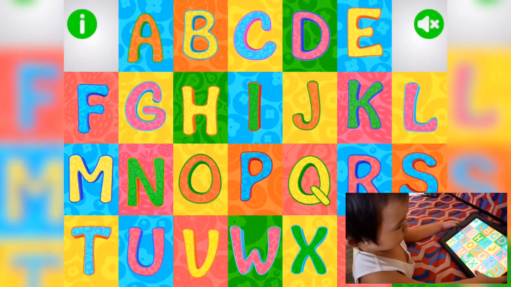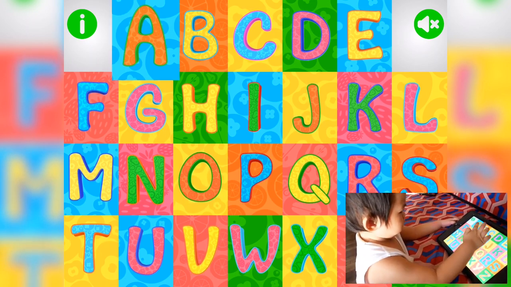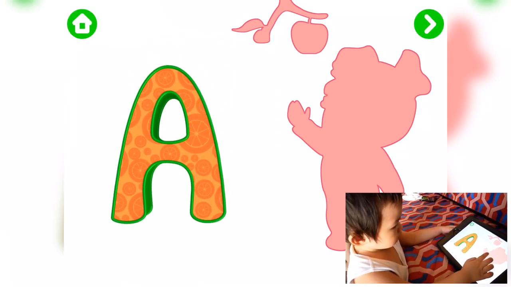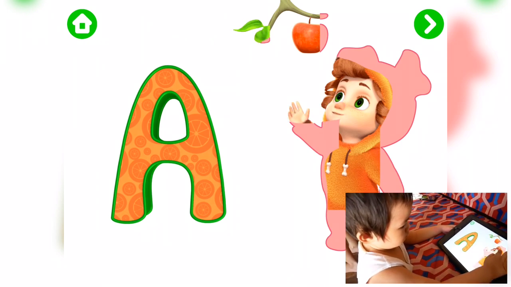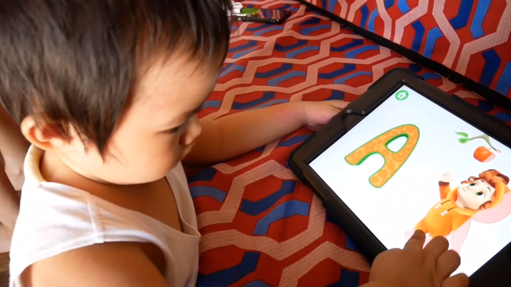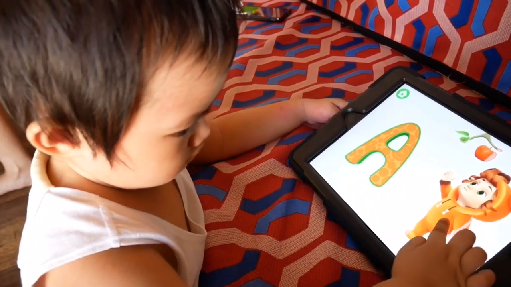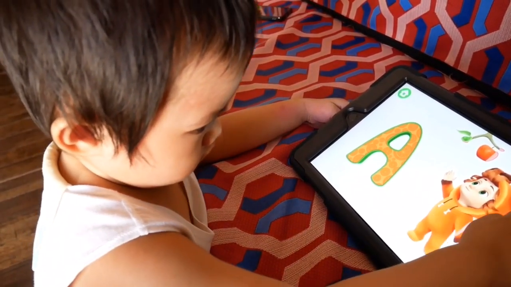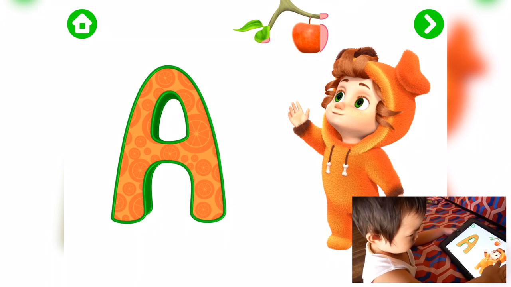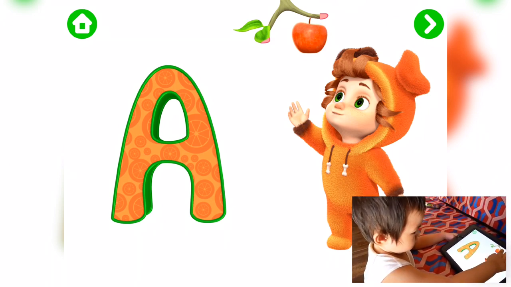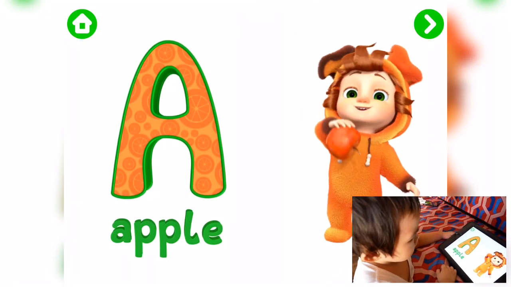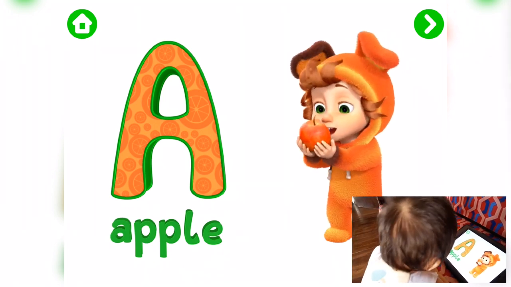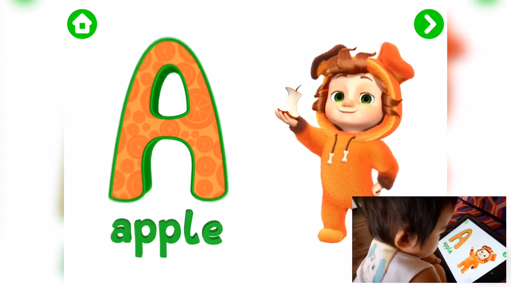Letter A. Wow, very good. A is for apple. Apple.